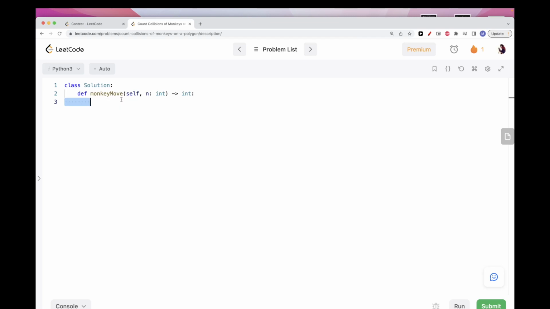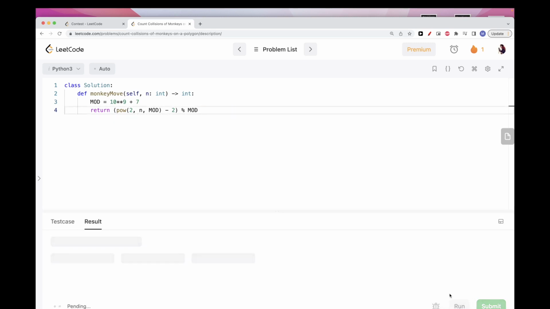Okay, so let's implement what we saw in the overview. First, we definitely need to define the mod value, which is 10 to the power of 9 plus 7. And then we just do the exact formula that we saw, which is 2 to the power of n minus 2, right? In Python, you could do pow of 2 to the power of n, pass in the mod, and minus 2. And then we just need to mod the entire thing, just in case. So this would be pow, and then we do modulo mod, okay? And that should be it. So if we run this, looks good.